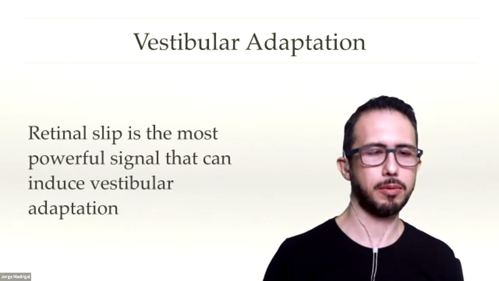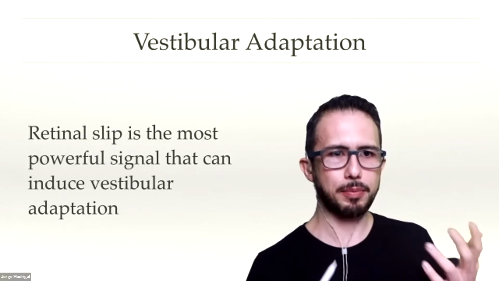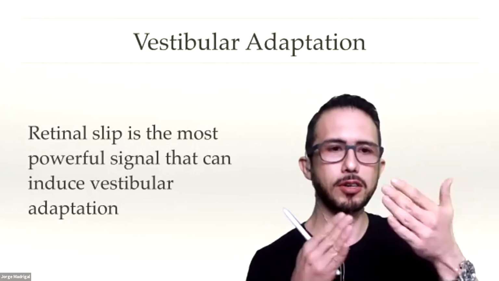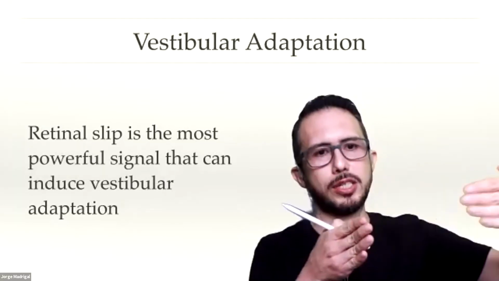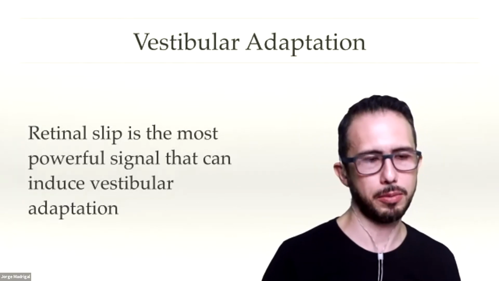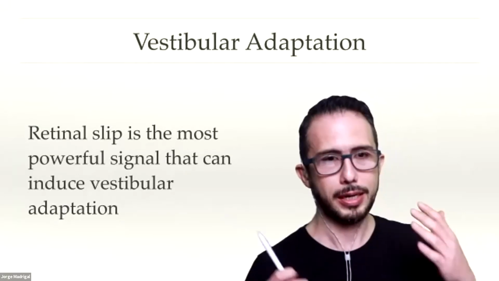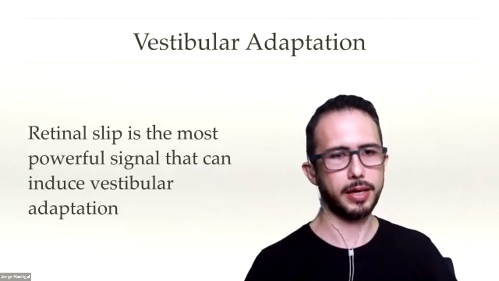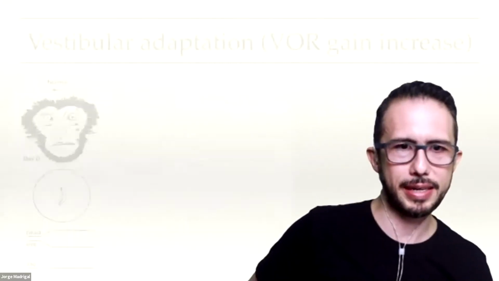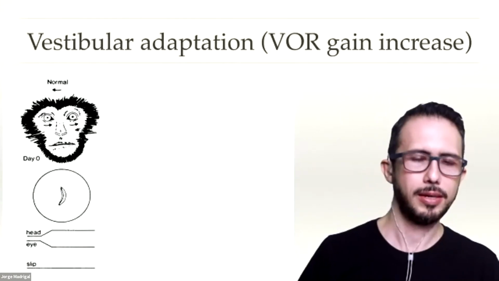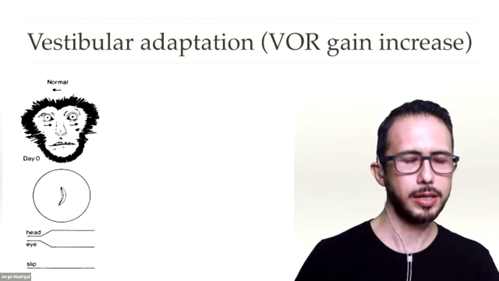And we use that for vestibular rehabilitation. The vestibular adaptation is very interesting because the retinal slip, this error signal that drives the image out of the fovea, is the most powerful signal that can induce vestibular adaptation. Vestibular adaptation is the increase of the movement of the eye in comparison with the head. And this is a very nice example in David Zee's classical neurology of the eye movements book.